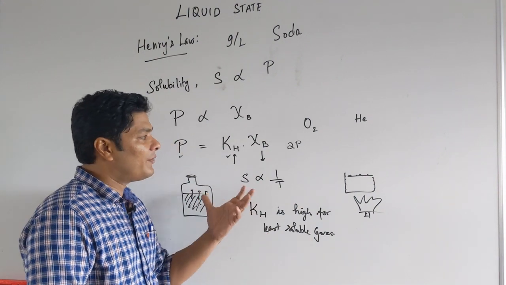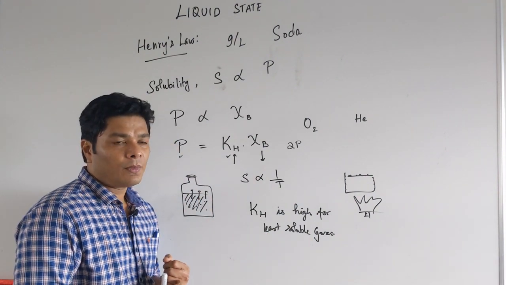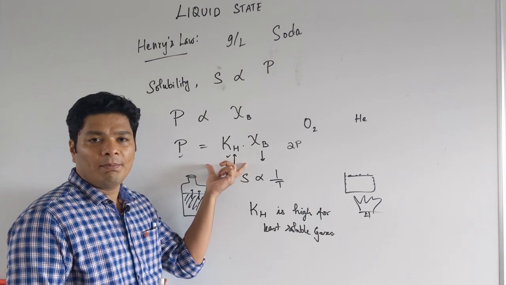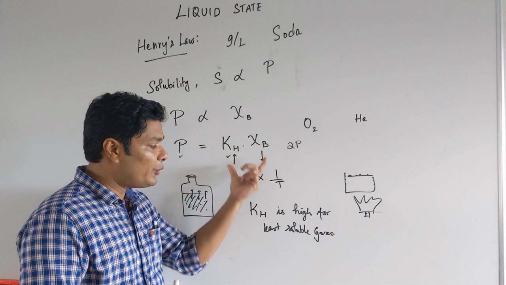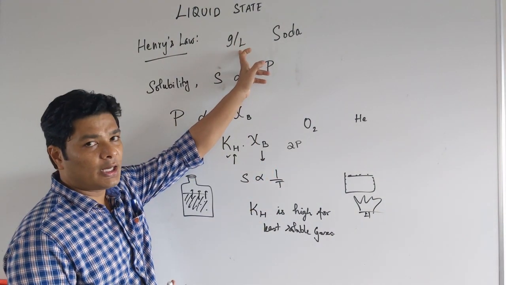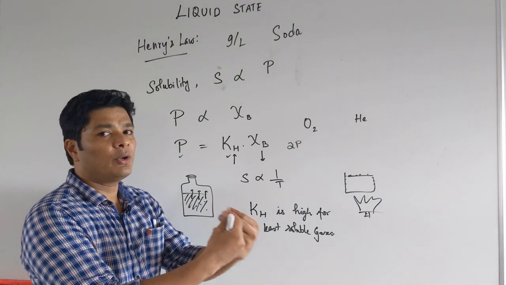This is the fundamental behind Henry's law. It is a very theoretical question, and rarely a numerical will come. Still it is better for you to understand, and the most important thing is you need to know what type of system, so that you do not confuse your Henry's law with your Raoult's law.